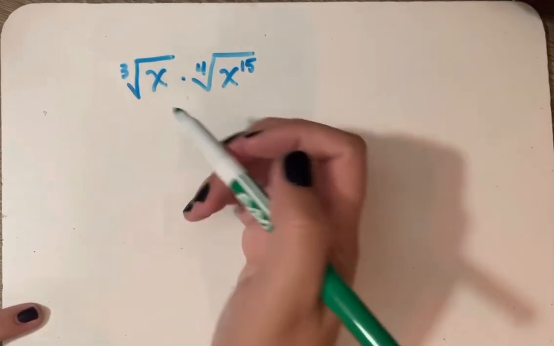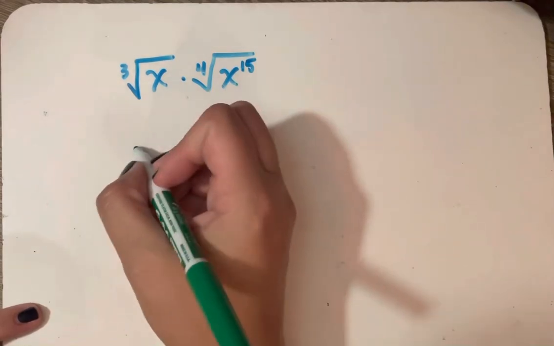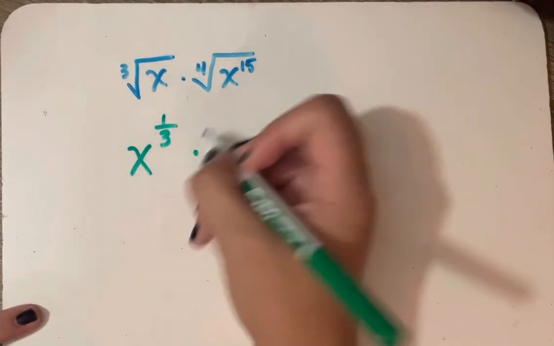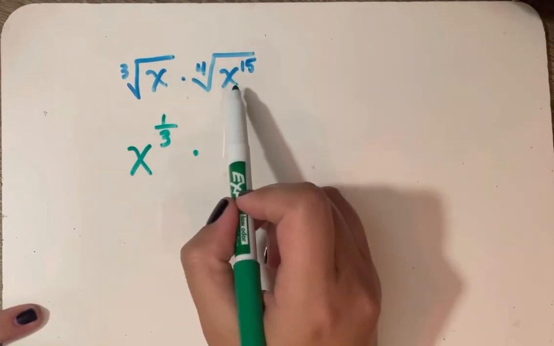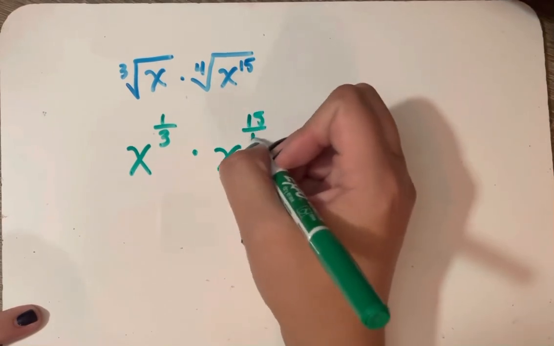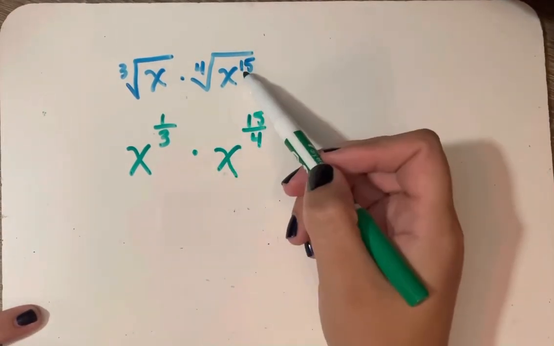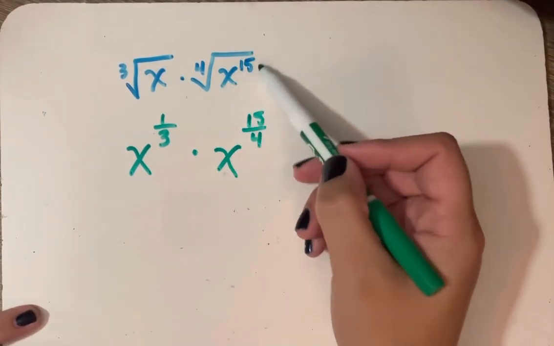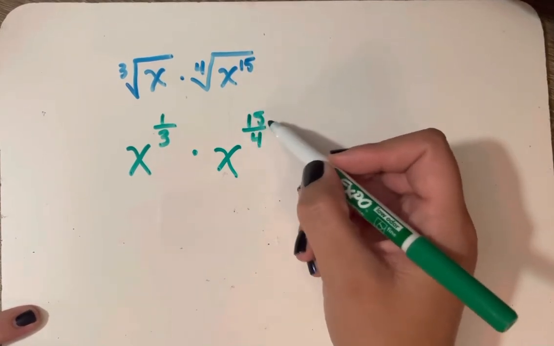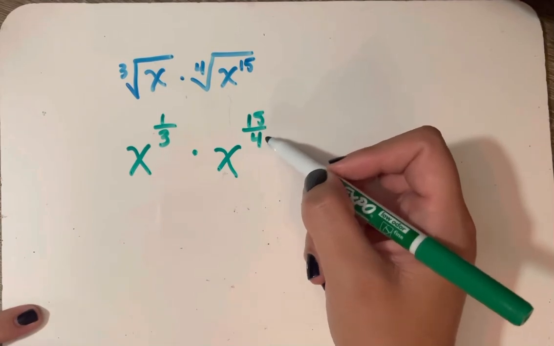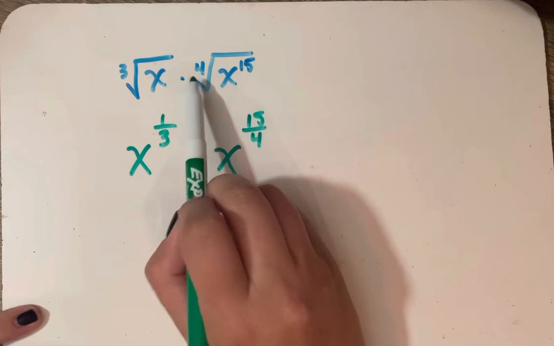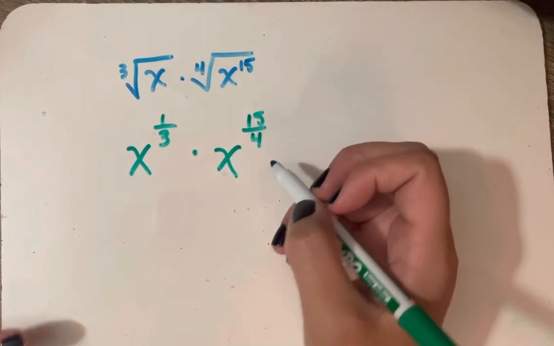So I'm going to start with this one. The cube root of x is the same as x to the power of 1/3. The fourth root of x to the 15th is the same as x to the 15th over 4. So remember, if there's an exponent attached to your variable inside of the radical, that's going to become the numerator of your rational or fractional exponent, and then whatever number is with the root, here it was a fourth root, so 4 became my denominator.